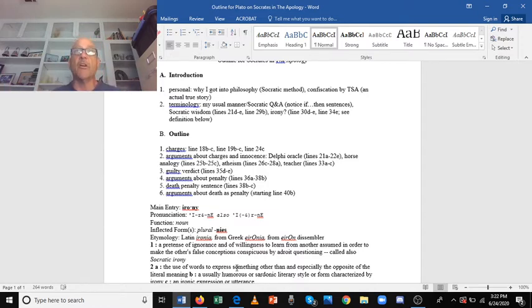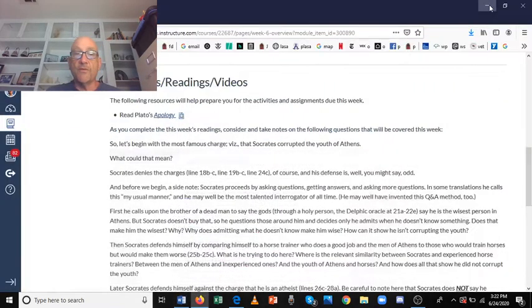So there are other charges, and you can look at the line numbers there. Socrates is charged with being an atheist, making the better argument the worse, right? Which is a bit of a lawyerly kind of thing. And again, even though those lines give you the different charges, it's the corruption of the youth that you want to focus on.